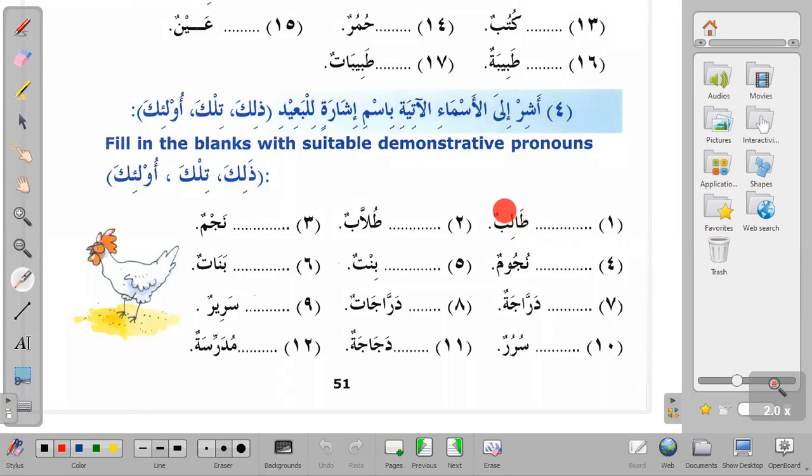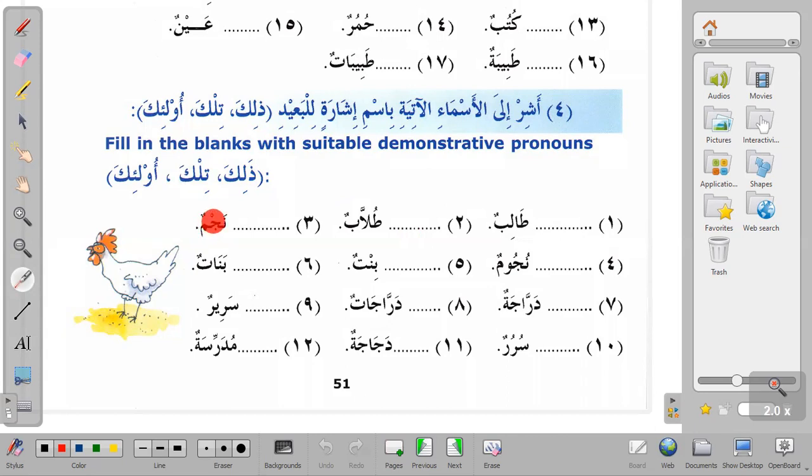So let's look at these examples here. So here, tolibun. So what are you using? Zalika tolibun. The whole of these examples are dealing with far away things. So tolibun, use zalika tolibun, that is a student. Okay. Tulabun, you use what? Ulaika, because this is plural for masculine. Okay. And it is akil. So ulaika tulabun. You have here Najmun. Najmun is the, what's the name?